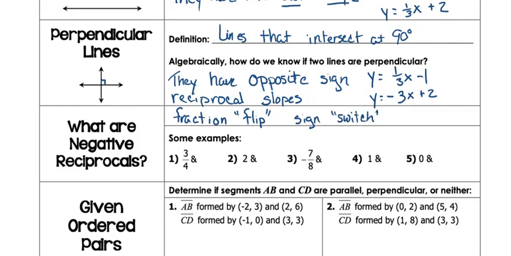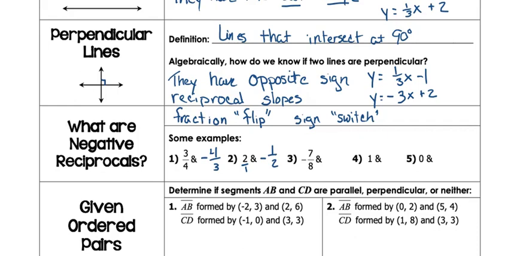So a couple of examples. If I have the slope 3/4 and I want a negative reciprocal or an opposite reciprocal, I'm going to go, well, negative, because this one's positive, and I'm going to go from 3/4 to 4/3. If I have a slope of 2, again, that is a positive 2. As a fraction, that would be 2/1. Opposite would be negative, and if I flip that, the reciprocal would be 1/2.